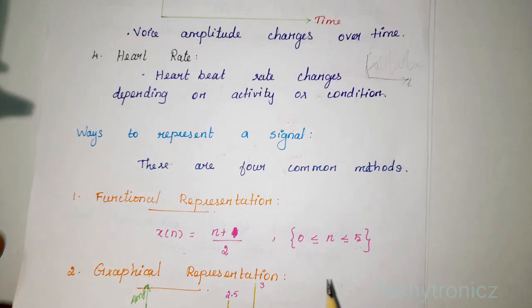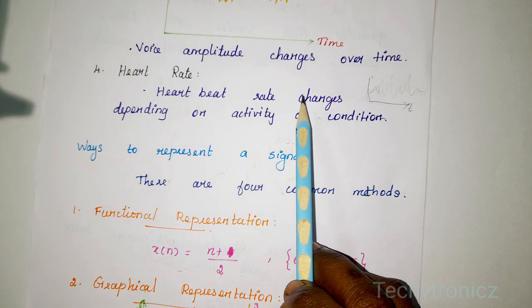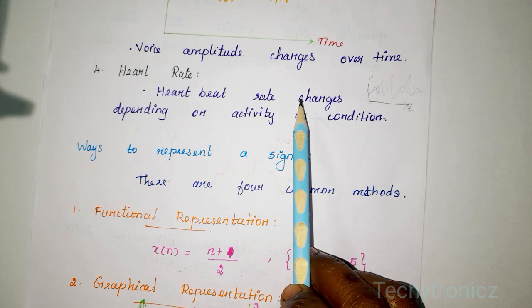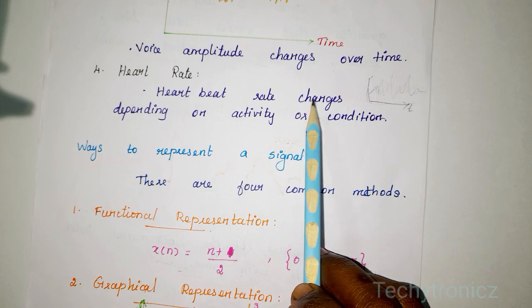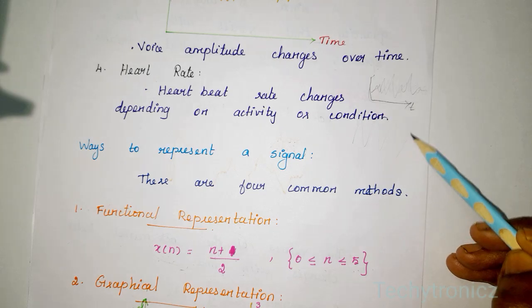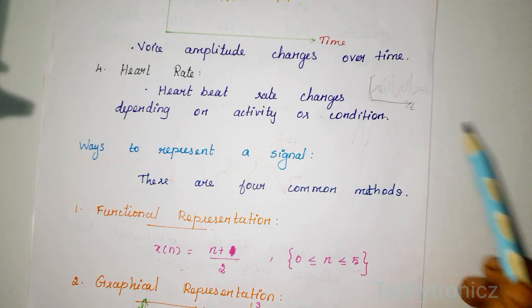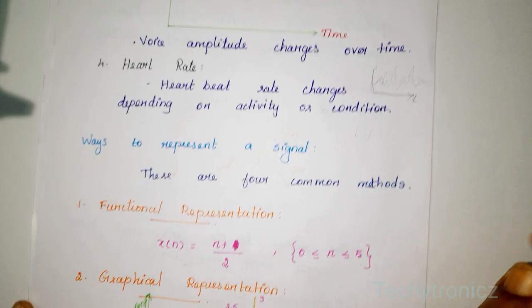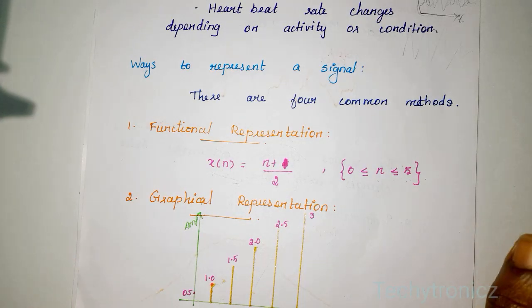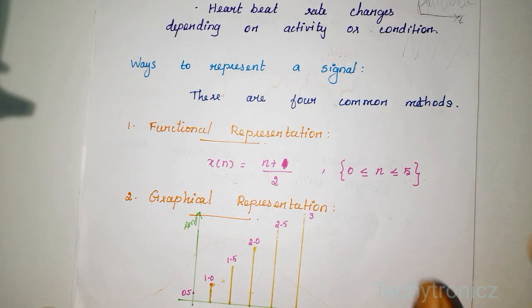The next one is heart rate. Our heartbeat also varies. When we are resting, it may be 70 beats per minute, but when we run or exercise, it increases to 120 or more. If you plot the heartbeat rate over time, that's a heart rate signal. So from this we can learn what a signal is: a signal can be any physical quantity that varies with time, space or an independent variable.